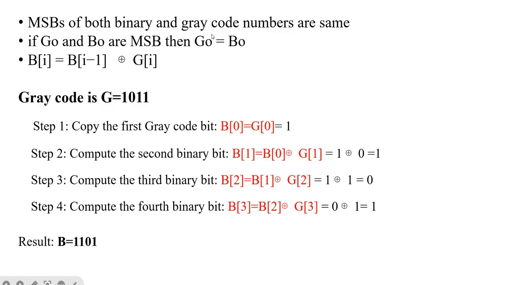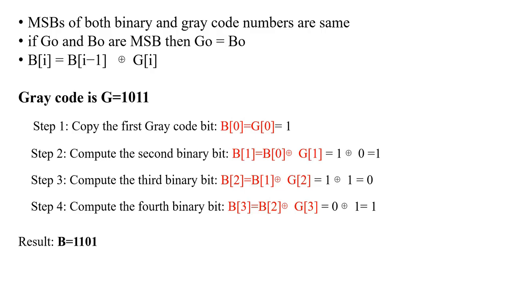So we will see this with the help of an example. Suppose I have taken the gray code as G equal to 1011. The first step is to copy the first gray code bit as it is to the binary number, that is B0 will be equal to G0, that is equal to 1. To compute the second binary bit, that is B1, we have to take B0 and G1, that is the previous binary bit should be XORed with the current gray code bit.